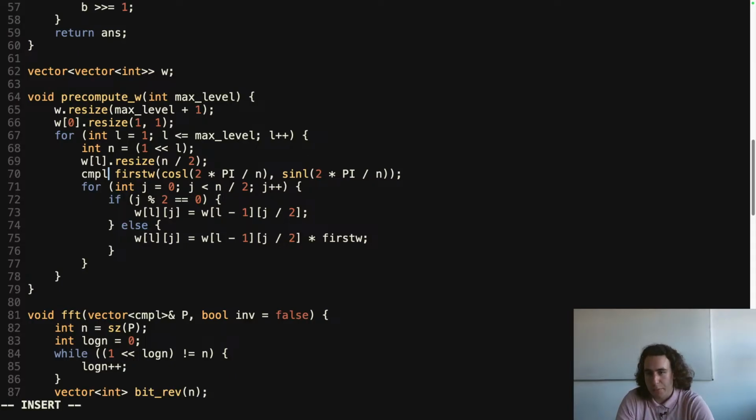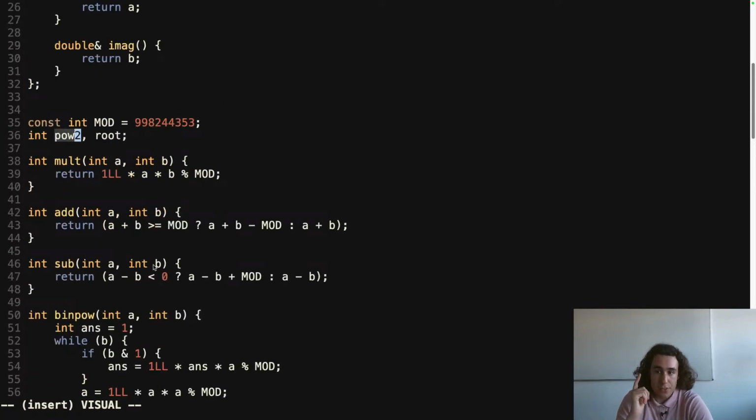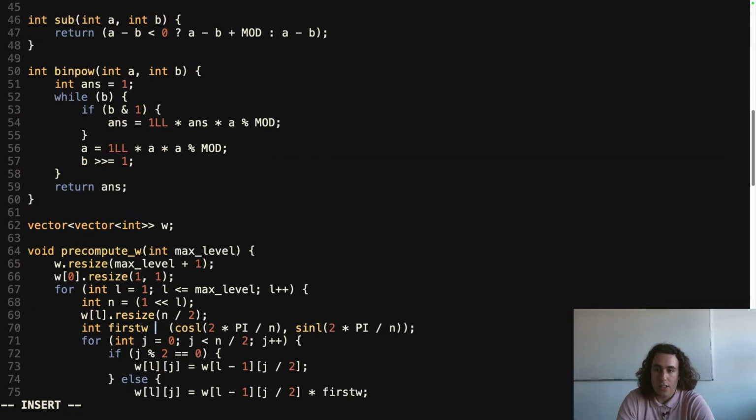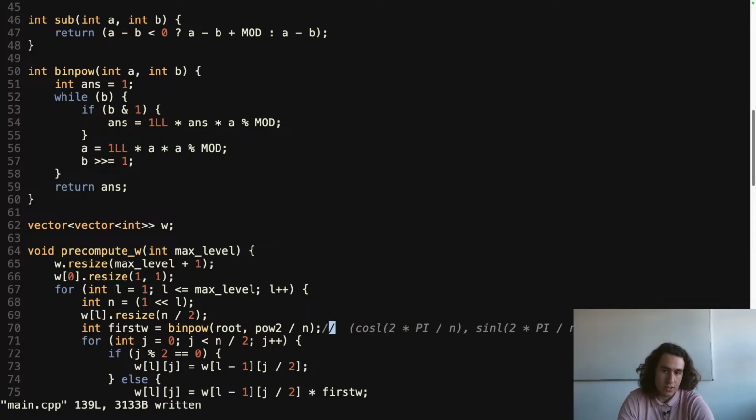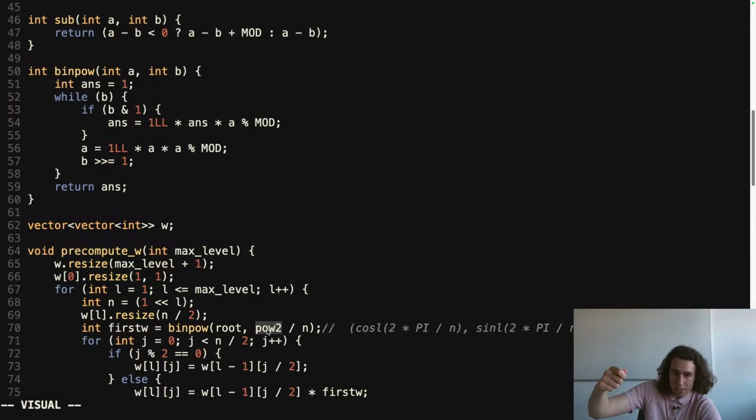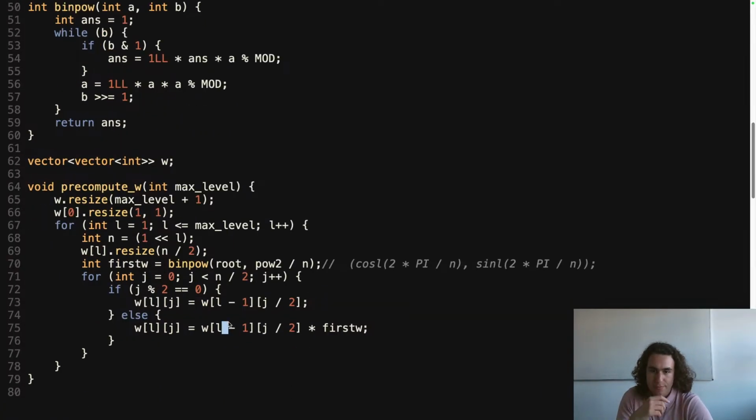So our first W is going to be the primitive root of the power n, right? We have a primitive root of the power pov2. So as I said, we need to take this root to a power of pov2 over n, right? If we took it to the power of pov2, this would be the first time it hits 1, but we divide by n, so this is a root of the nth power. And this all stays the same. There's nothing different here.